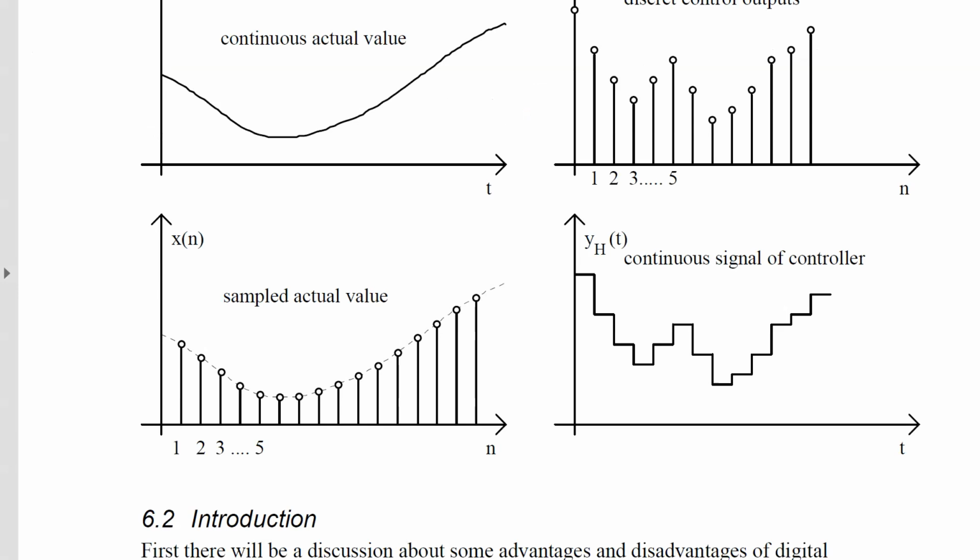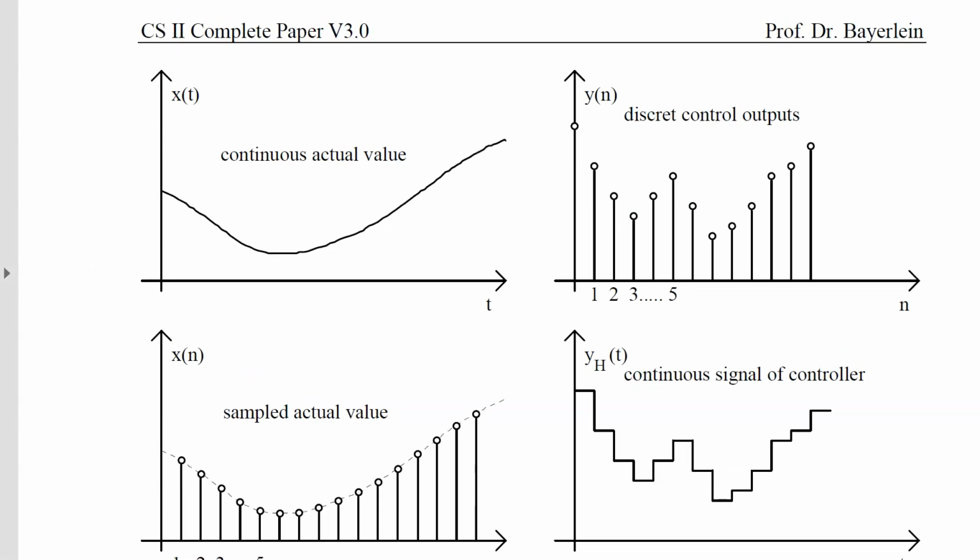Let's have a quick look at the curves of the first lessons. If this is the output of the process and you sample, then of course, if your sampling time is too large, then changes of process output could not be measured with the ADC, and then the controller cannot react. So you should cover changes as fast as possible.